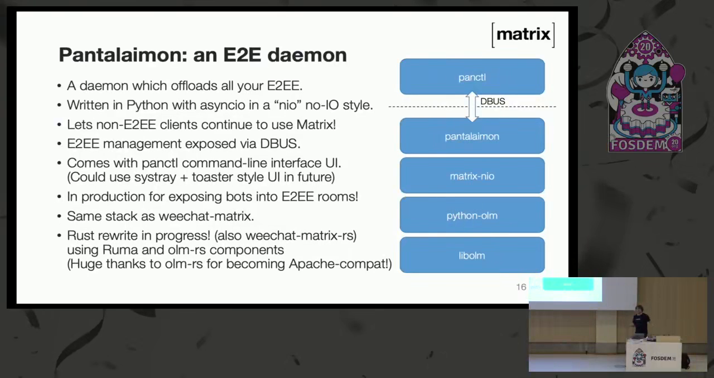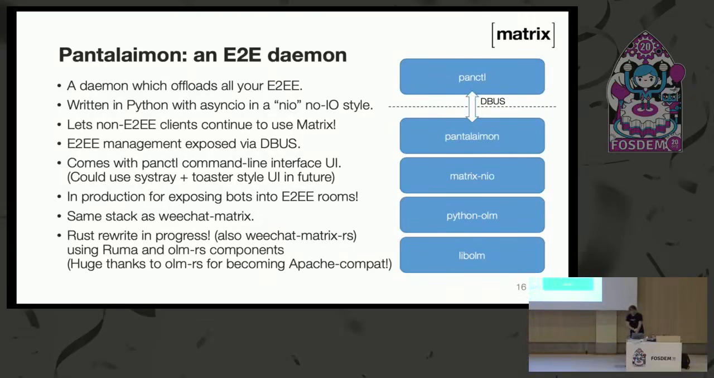Who knows what Pantalaimon is? Okay, about half the room. So Pantalaimon is obviously Lyra's daemon from His Dark Materials. Also, it's an end-to-end encrypted daemon that offloads all of your E2EE. So the idea is that if you're writing some random little Matrix throwaway script or new client, and you can't be bothered to write an audited, massive, complicated E2E implementation, you can just connect via Matrix to a local daemon that offloads all the hard stuff, and it proxies you through to your actual server.